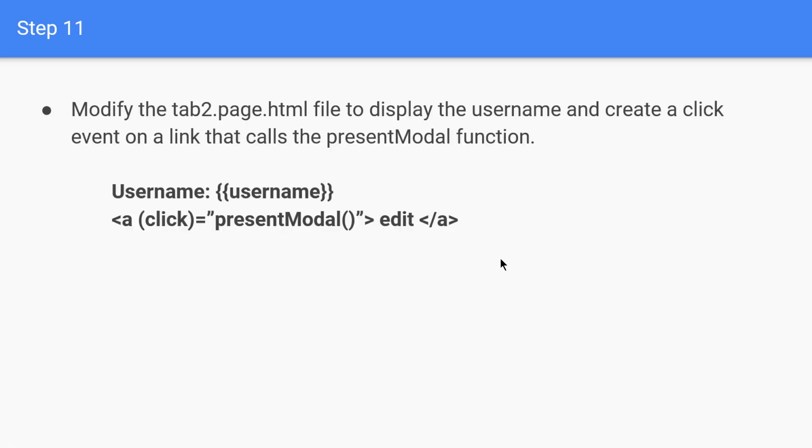We then need to modify our page 2 or tab 2 page HTML file to display the username and create a click event on the link that calls the present modal function. So here we would have our click event on the edit link that we had there on the first page, and it will call present modal. That will go through the process of opening the modal page and sitting and waiting for the data to come back.